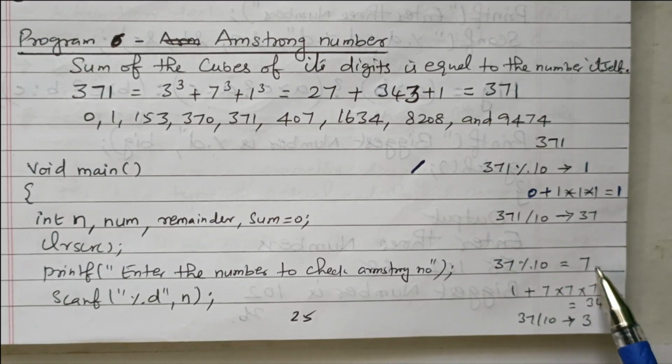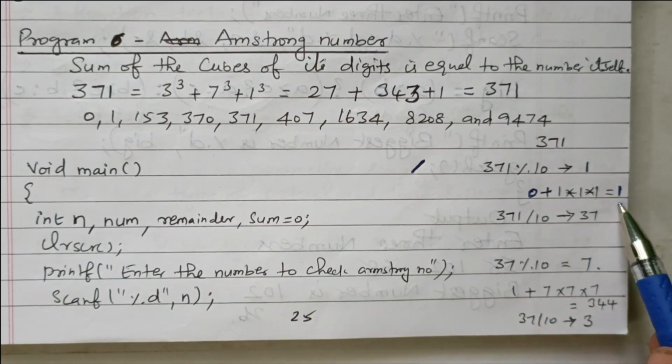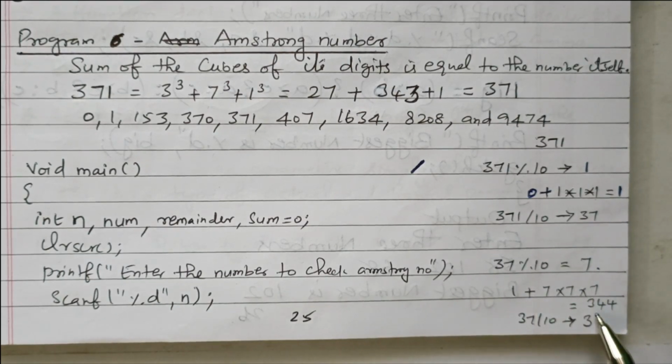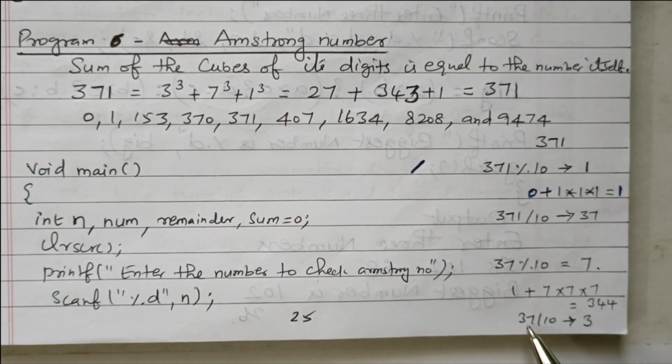So for that remainder 7, we have to make a 7 cube, because 7 into 7 into 7 is 343. That should be added with the already available value 1, so 1 plus 343 is 344. Now that 37 should be reduced to a single digit, so we divide by 10. 37 divided by 10 gives 3.